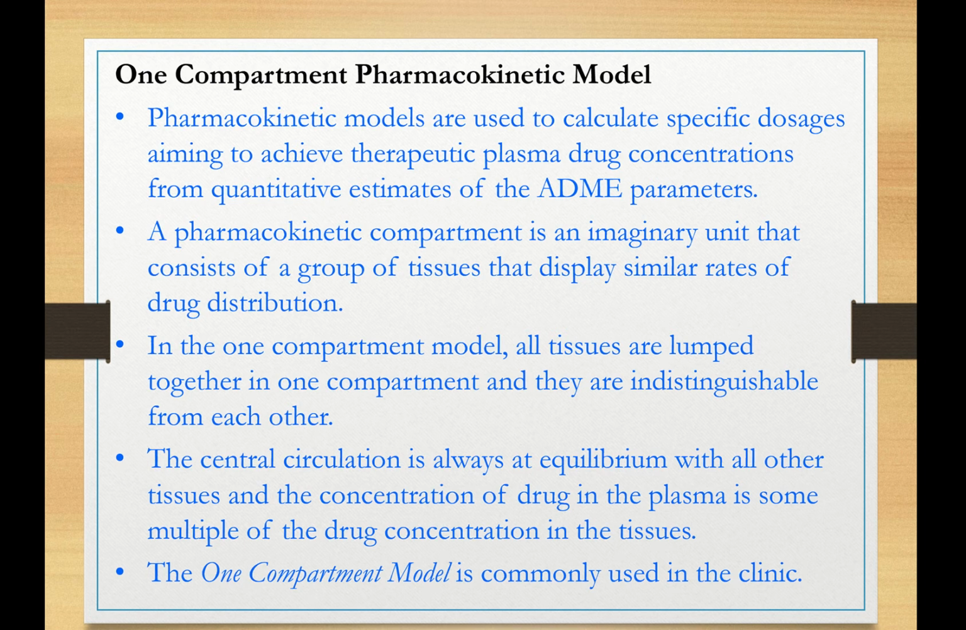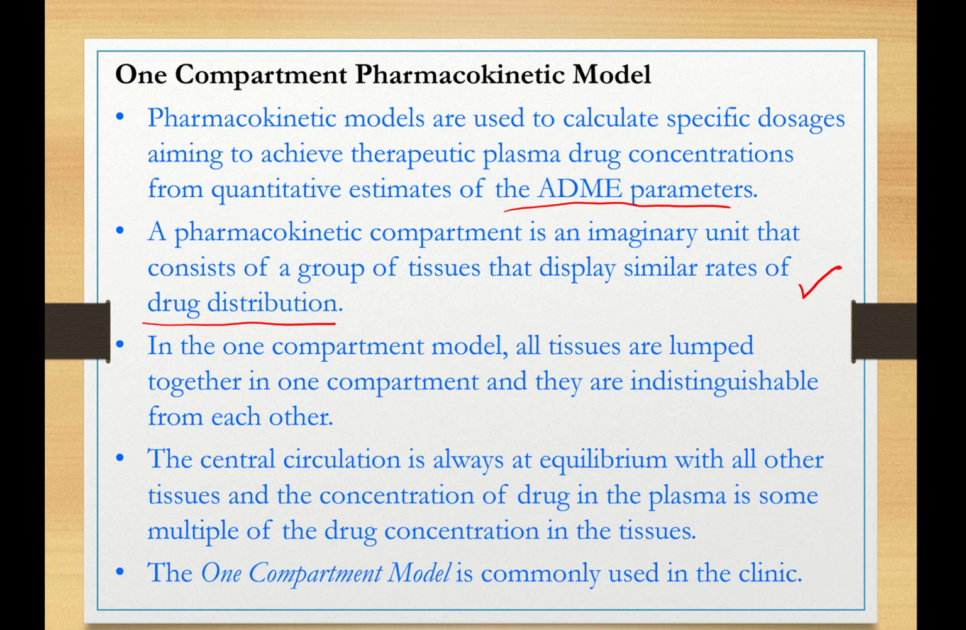Now, pharmacokinetic models are used to calculate specific dosages from quantitative estimates of the ADME pharmacokinetic parameters. A pharmacokinetic compartment is an imaginary unit that consists of a group of tissues that display similar rates of drug distribution. Okay, this is important. In the one-compartment model, all tissues are lumped together in one compartment and they are indistinguishable from each other.